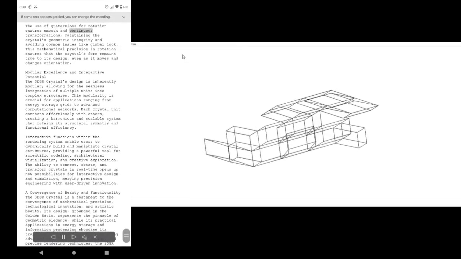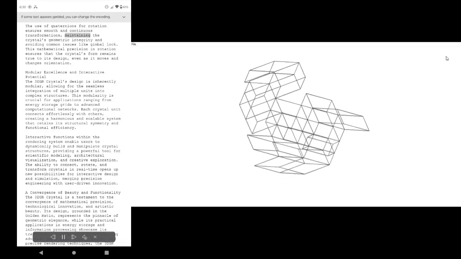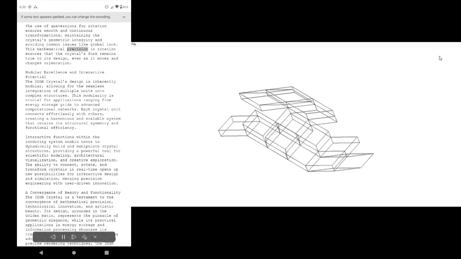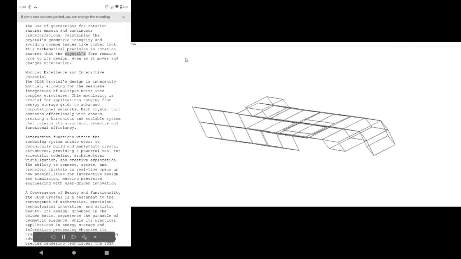The use of quaternions for rotation ensures smooth and continuous transformations, maintaining the crystal's geometric integrity and avoiding common issues like gimbal lock. This mathematical precision in rotation ensures that the crystal's form remains true to its design, even as it moves and changes orientation.